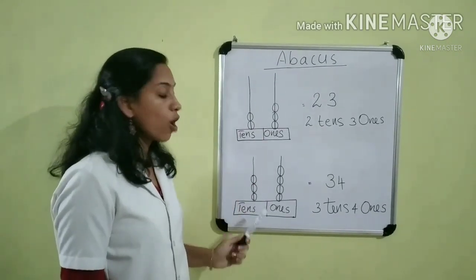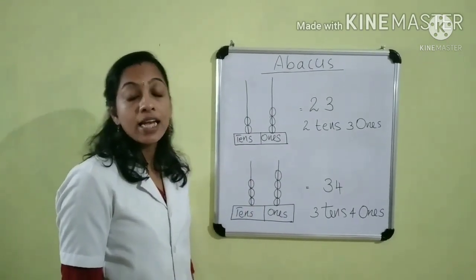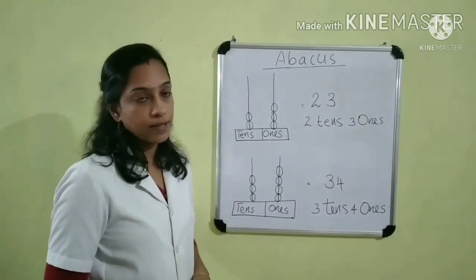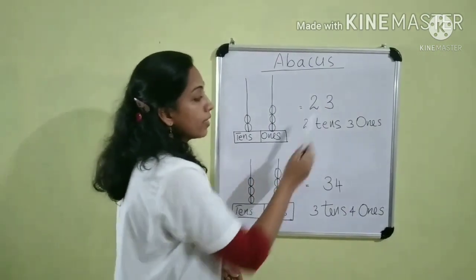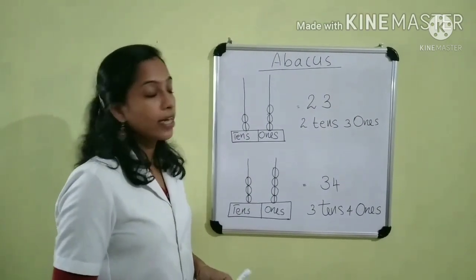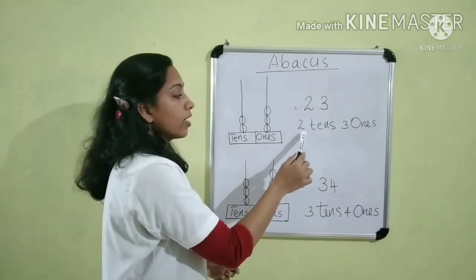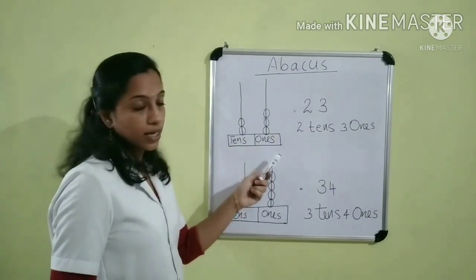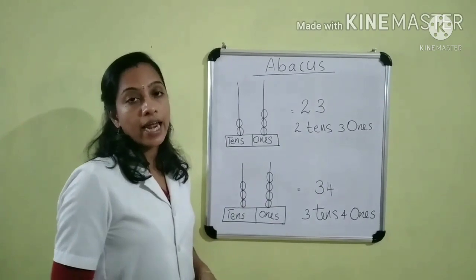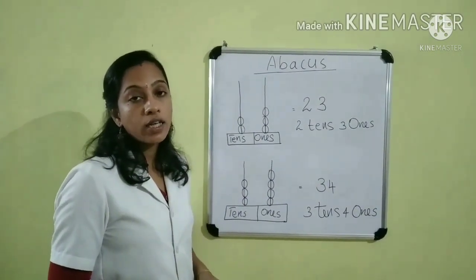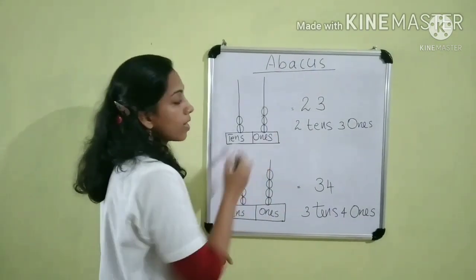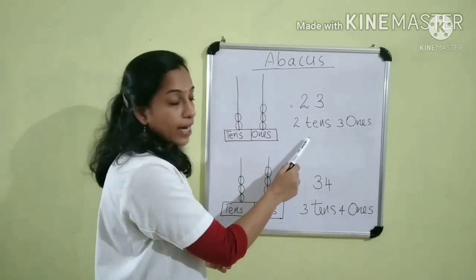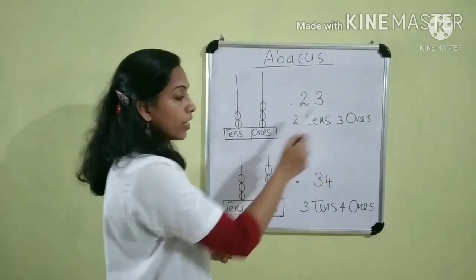Students, I have drawn two abacus here. Let's see how to represent a number on this abacus. Here I have written the number 23. We know that in 23, there are 2 tens and 3 ones. In an abacus, we can represent a number by drawing beads or small circles. In 23, I told you it contains 2 tens and 3 ones.